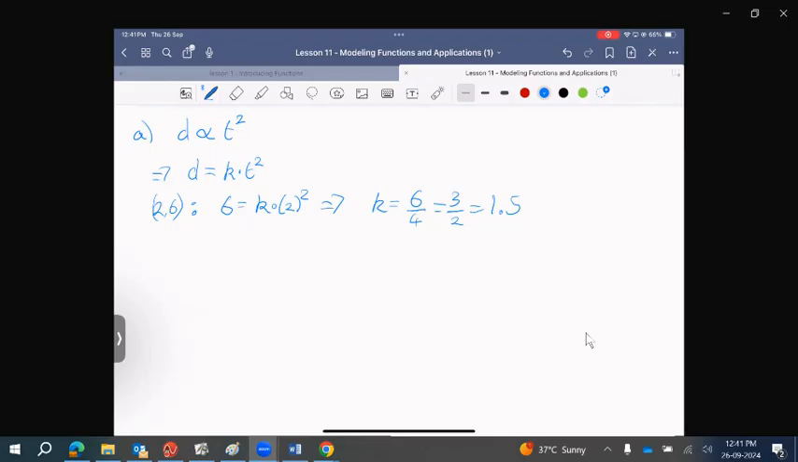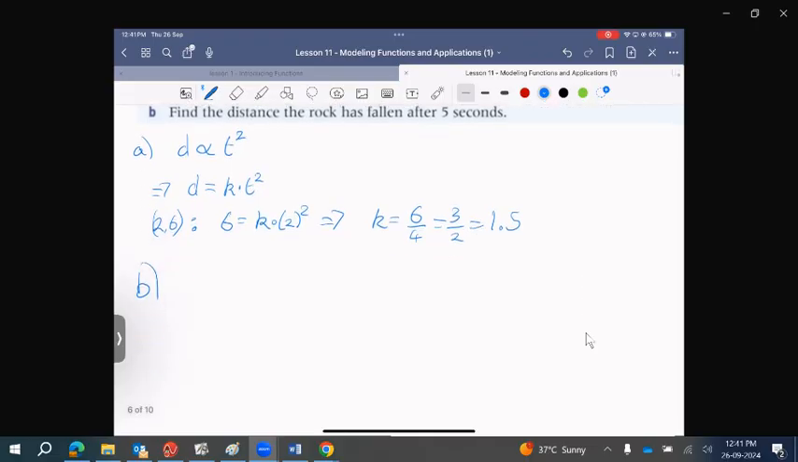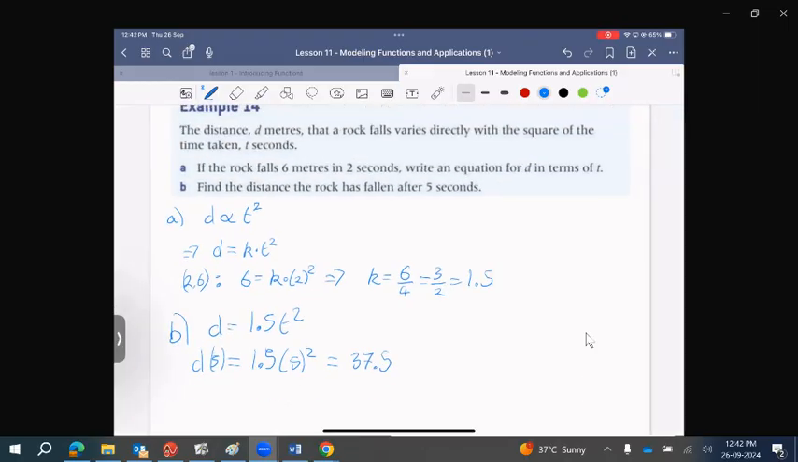So looking at B, find the distance the rock has fallen after 5 seconds. So we've got our model now. D is equal to 1.5 t squared. So we need to find D of 5. So 1.5 times 5 squared. Pop that into our calculator on this one. 25 times 1.5, 37.5. What's the units? Meters.